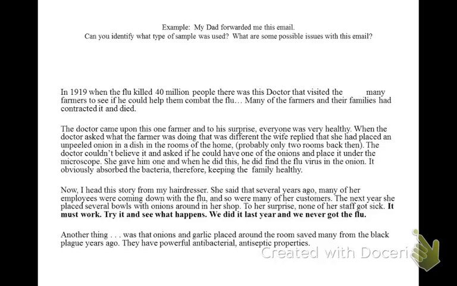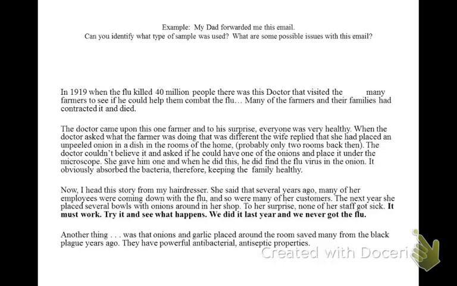In 1919, when the flu killed 40 million people, there was this doctor that visited the many farmers to see if he could help them combat the flu. Many of the farmers and their family had contracted it and died. The doctor came upon this one farmer, and to his surprise, everyone was very healthy. When the doctor asked what the farmer was doing that was different, the wife replied that she had placed an unpeeled onion in a dish in the rooms of the home, probably only 2 rooms back then. The doctor couldn't believe it and asked if he could have one of the onions and place it under the microscope. She gave him one, and when he did this, he did find the flu virus in the onion. It obviously absorbed the bacteria, therefore keeping the family healthy.